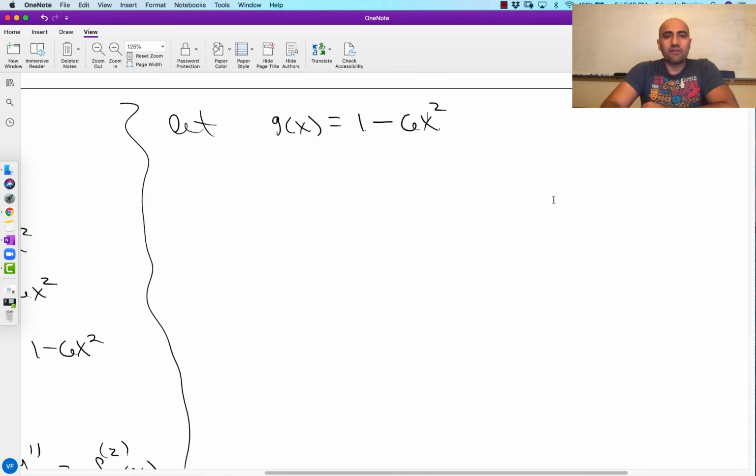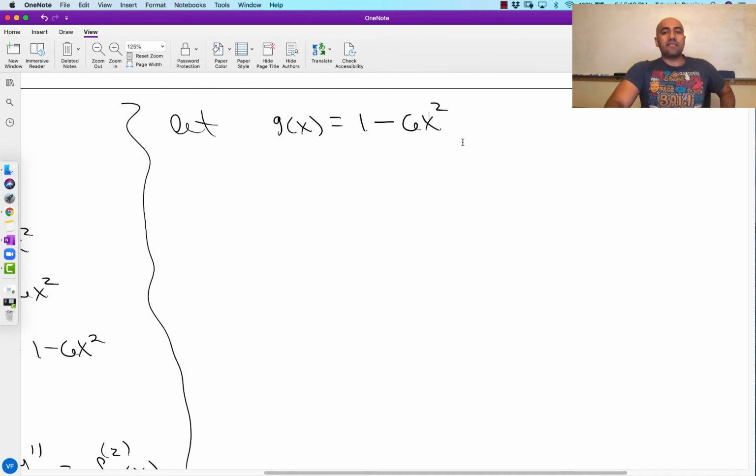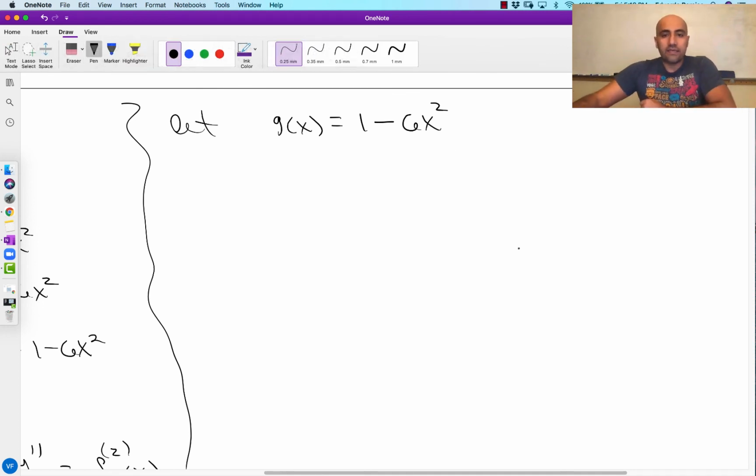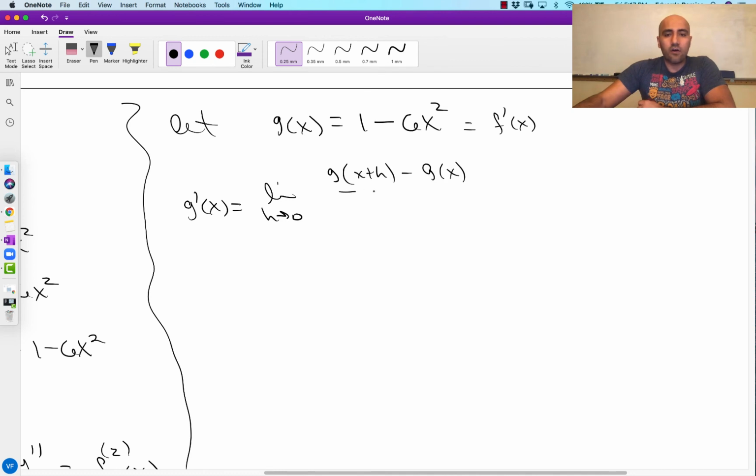So let's let g of x represent 1 minus 6x squared, which we know is that first derivative, is equal to f prime of x, right? Let's just get rid of that for a second. So now the derivative of the g function, following our definition, is going to be equal to the limit as h goes to 0 of g of x plus h minus g of x all over h. That's the definition of the derivative. That's how we can find the derivative of this function.